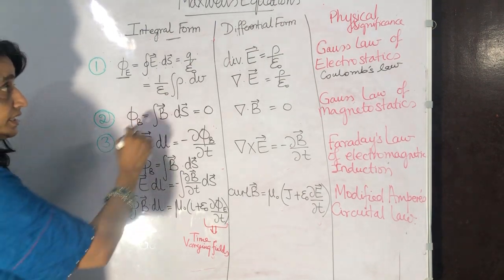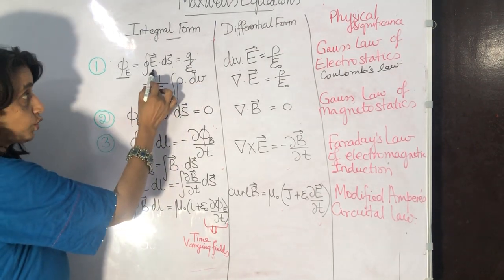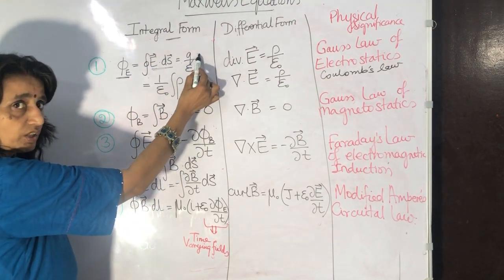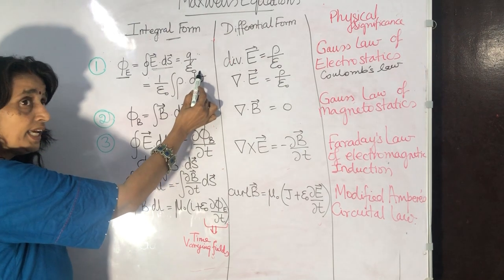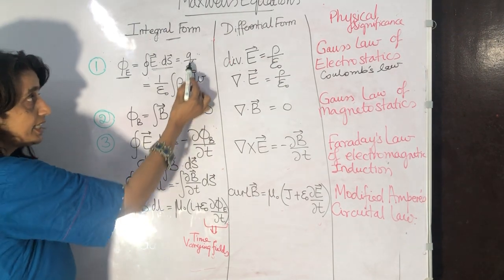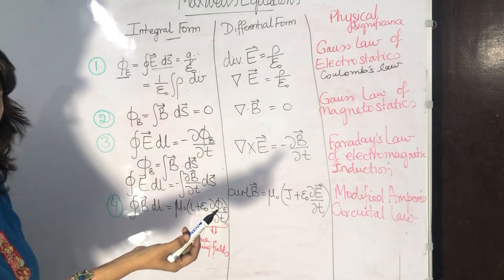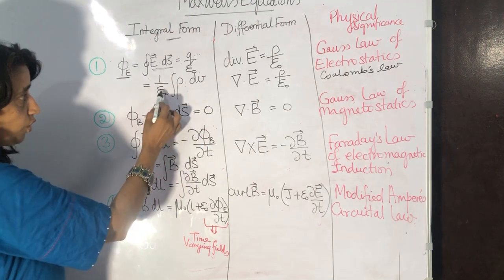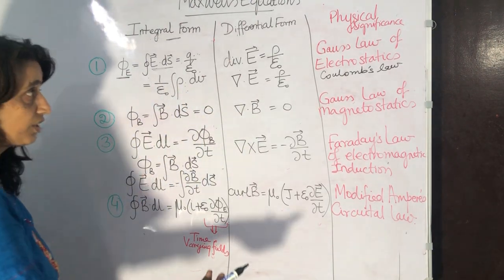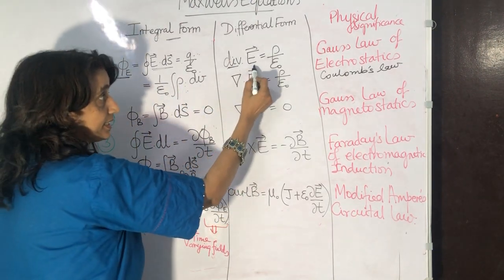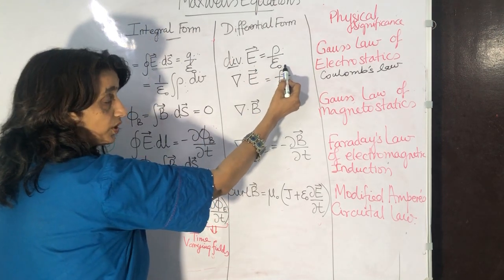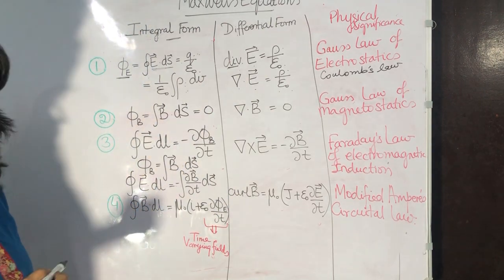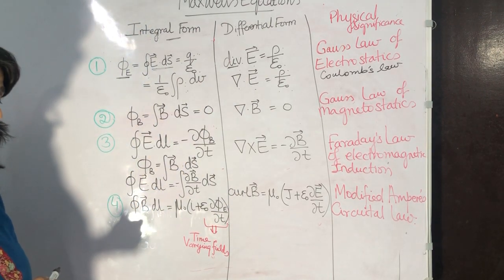If you remember, this is Gauss law also, that the total electric flux enclosed by a surface is equal to the charge enclosed by the surface divided by epsilon naught, and charge Q is equal to rho into volume, or charge density into volume. So you can also write it like this. In differential form, divergence E is equal to rho upon epsilon naught, or del dot E is rho upon epsilon naught. So it is Gauss law of electrostatics.